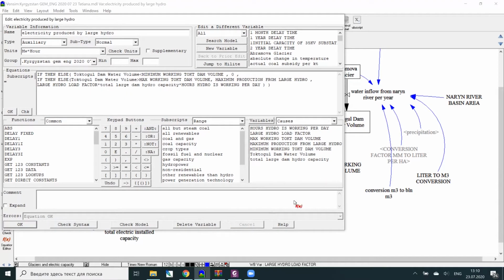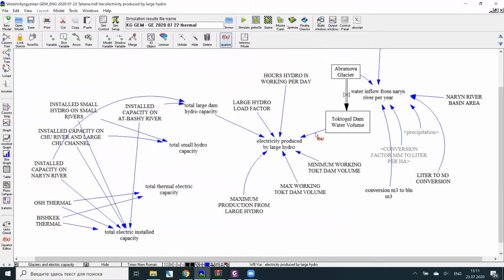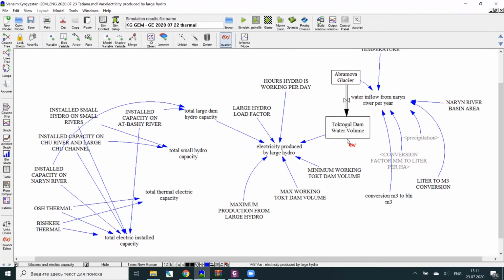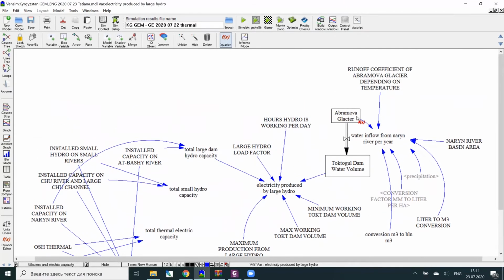So this said, we are now depending on the water volume that is in Toktogul Dam. And this depends on two factors: 80%, shall we say, comes from melting of Abramov Glacier, and 20% comes from the rivers. So I wanted to show that. And here I have our Abramov Glacier, which is running off through the Naryn River here to the dam.